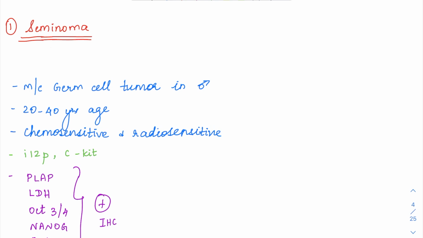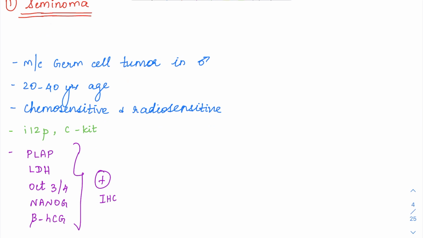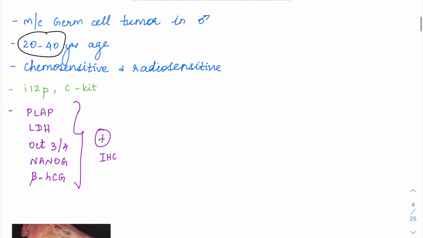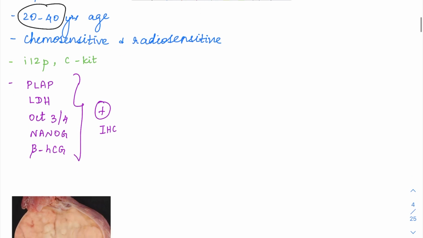So seminoma is the most common germ cell tumor of the testis, and it usually occurs in the 30 years age group. So the mean age will be 20 to 40 years, and it is very important because seminomas are quite radiosensitive and chemosensitive. So they have a very good prognosis. And the mutations associated with seminoma will be isochrome 12p and CKIT. So when we were reading isochromes in genetics also, I mentioned this isochrome 12p, remember? So isochrome 12p mutations are seen in seminomas.